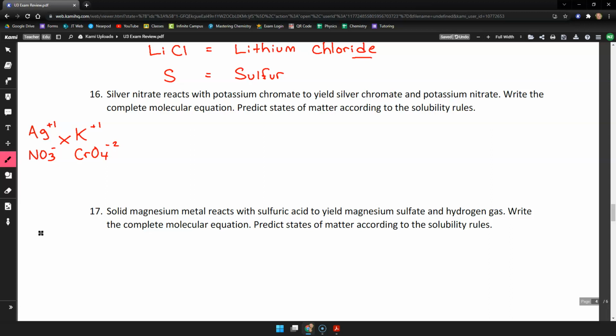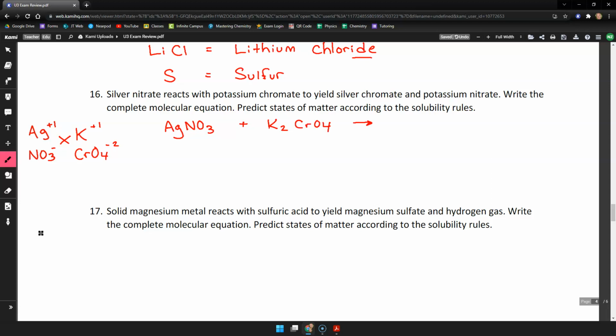So let's start with writing out the left side. So we have silver nitrate, so AgNO3. Then we're going to have potassium chromate. We need 2 potassiums to make this work, K2CrO4.